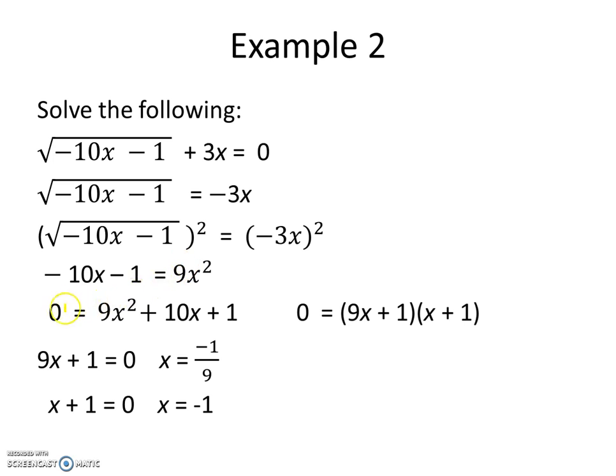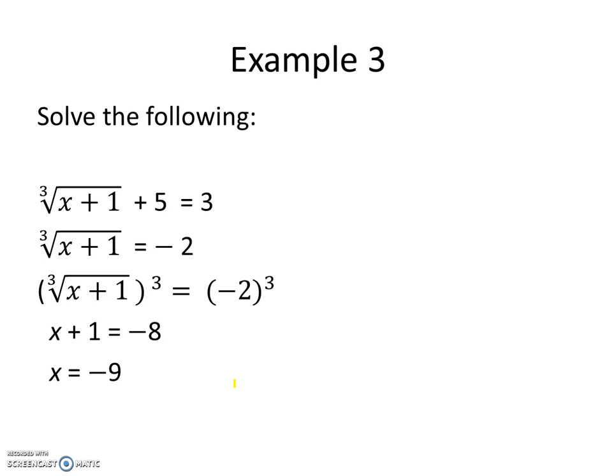When we do that, we find that negative 10x minus 1 equals 9x squared. Then we take the 10x and the minus 1 over to the other side of the equation, and we find that 0 equals 9x squared plus 10x plus 1. That factors quite nicely into 9x plus 1 times x plus 1. Setting each of those pieces equal to 0, we find that x equals negative 1/9 and that x can equal negative 1.